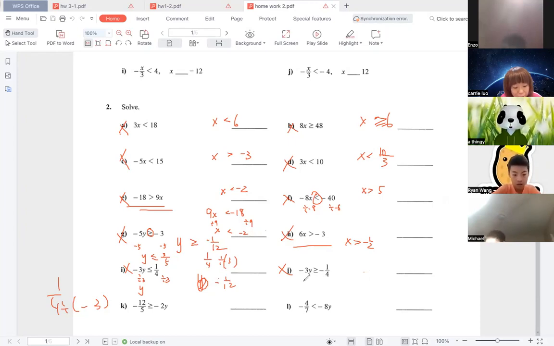We divided by -3, right? It's the same thing, but then -1/4 has a negative in front, so the answer would just be the same thing, but divided by -3, but without the negative. So divided by -3, so y is smaller than or equals to positive 1/12. So just start using fractions, that's good.